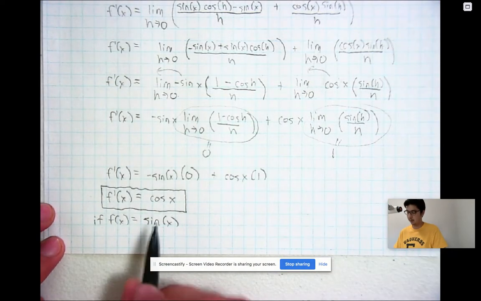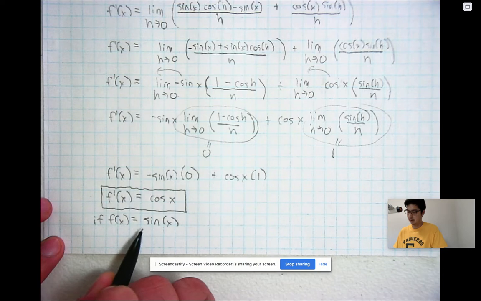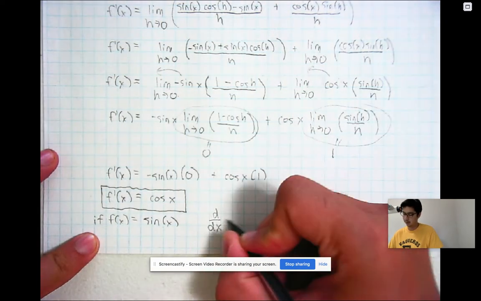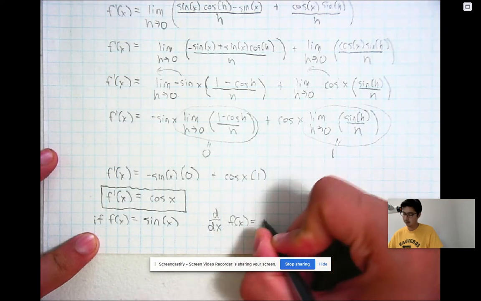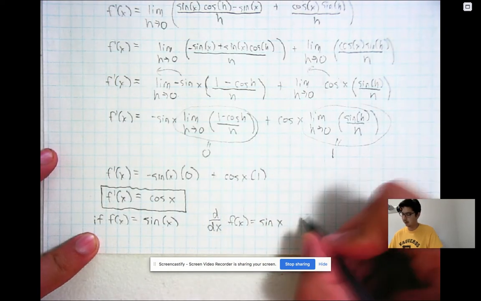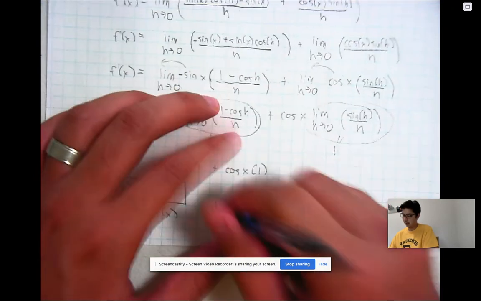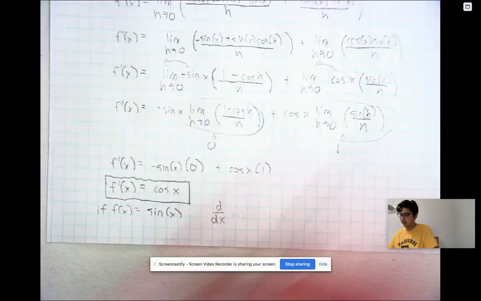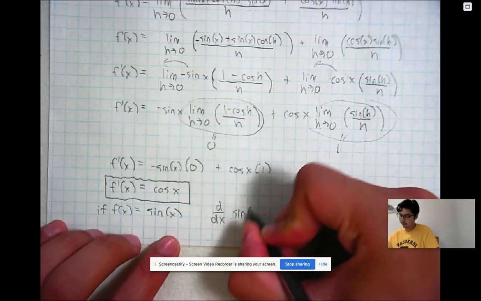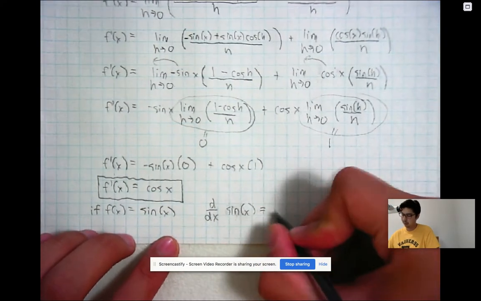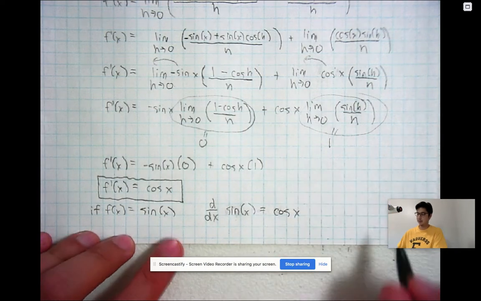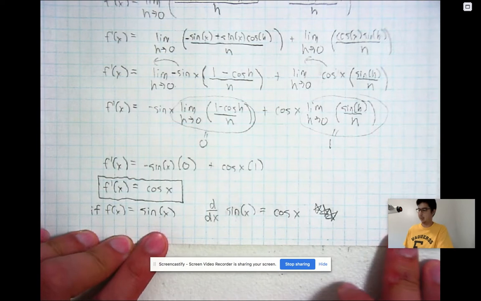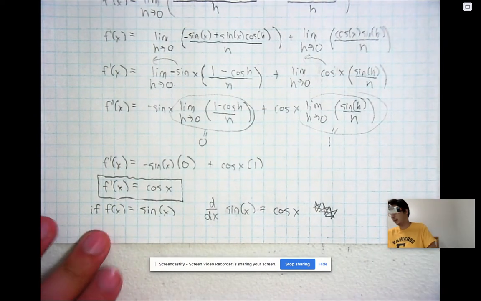So that's the derivative of sine of x. So the derivative of f of x equals sine of x... I don't like the way I wrote that. The derivative of sine of x with respect to x is equal to cosine of x. Very big. Now let's look at the next one. I'll summarize these both together.